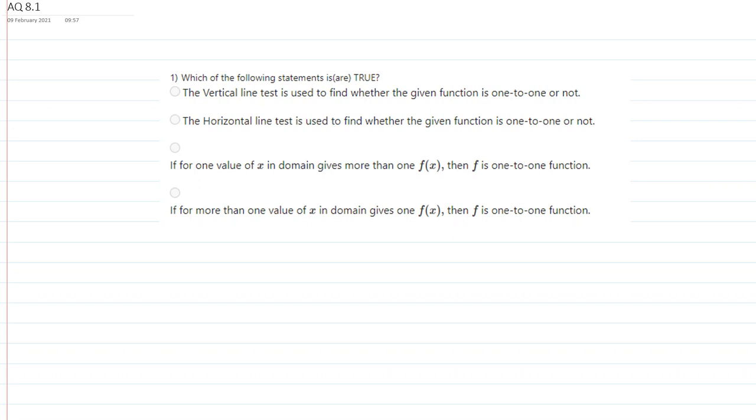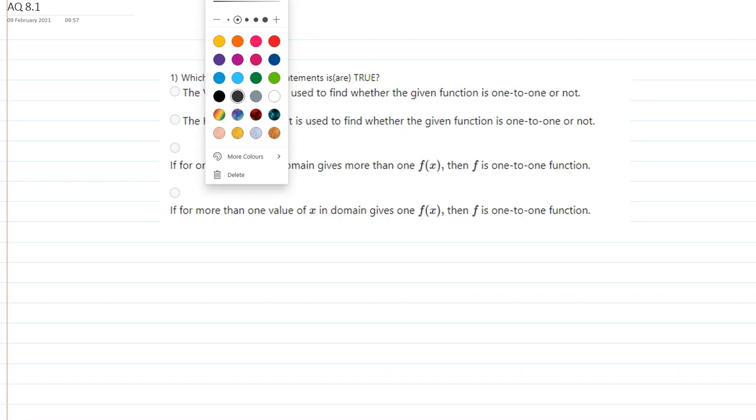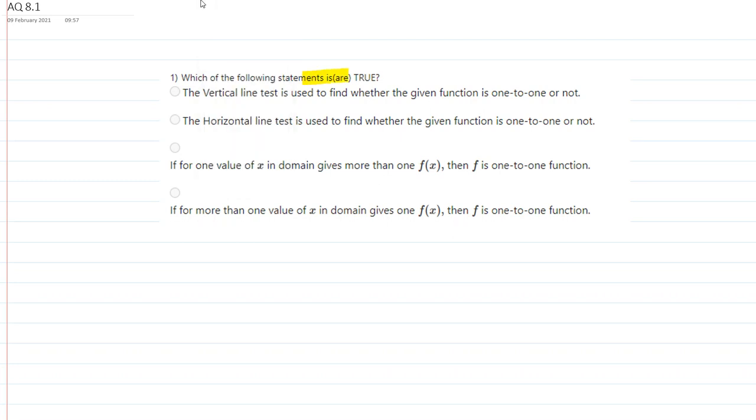Let's look at this question. Which of the following statements are true? The vertical line test is used to find whether the given function is a one-to-one or not. It is basically used to find whether it is a function or not. So this should be incorrect.